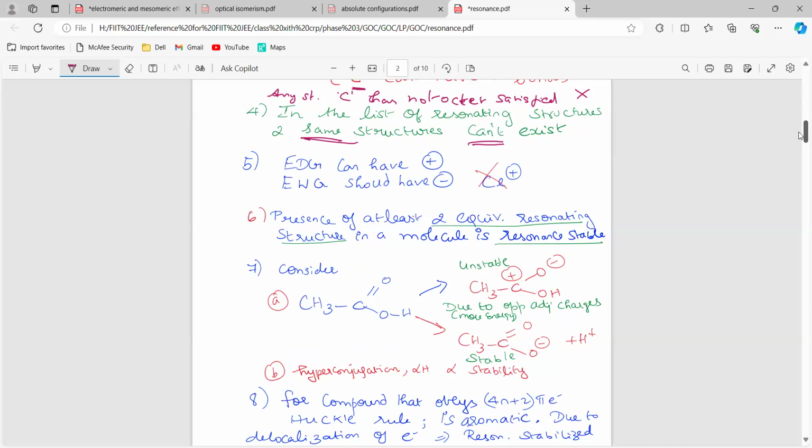6th one: presence of at least two equivalent resonance structures of a molecule is resonance stable. It means they are equivalent, they are not exactly the same. Look at the fourth point: in the list of resonating structures, two same structures can't exist. For example, when I wrote benzene like this, they are not the same structure, but they are equivalently similar. So presence of at least two equivalent resonating structures in a molecule is resonance stable. That is the reason benzene is resonance stabilized.